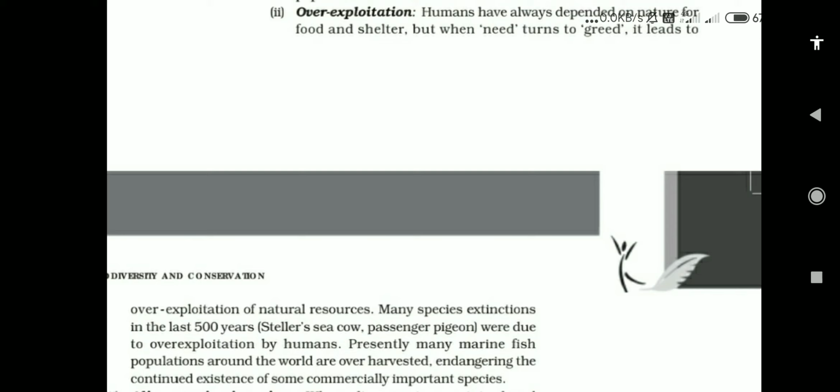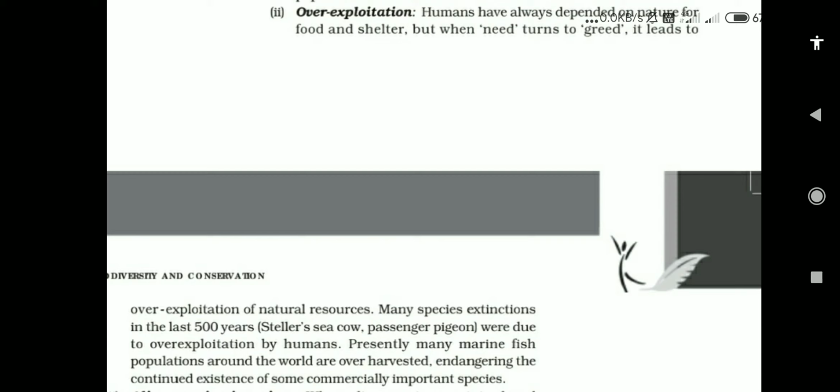And what happened? Many species went extinct in the last 500 years. Due to overexploitation, Steller's sea cow and passenger pigeon also became extinct through human activity. So many times the question is asked: what is the main cause for the extinction of Steller's sea cow and passenger pigeon? The main cause is overexploitation.